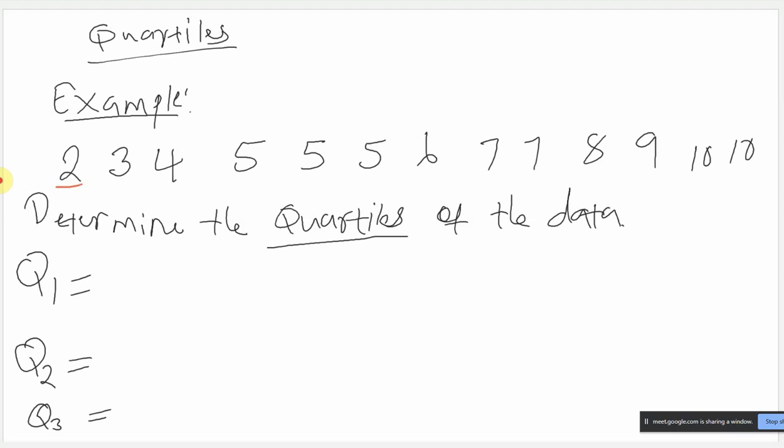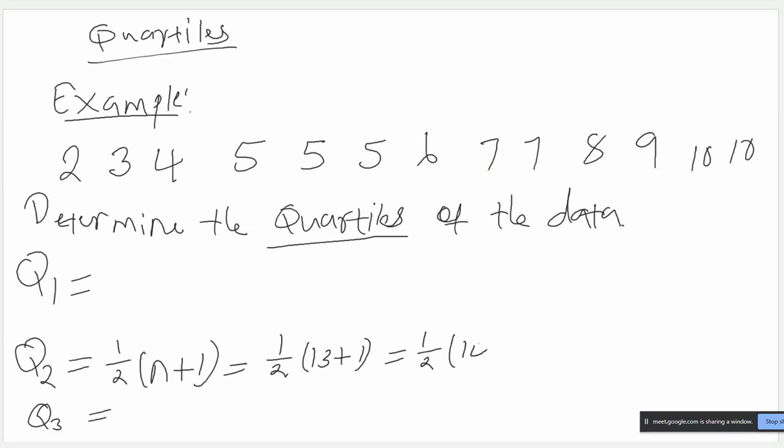We have 1, 2, 3, 4, 5, 6, 7, 8, 9, 10, 11, 12, 13. We have 13 data again. Okay, so I'm going to start by finding the median. The median will be 1/2 times (n plus 1), which is 1/2 times (13 plus 1), which is 1/2 multiplied by 14, which is 7.